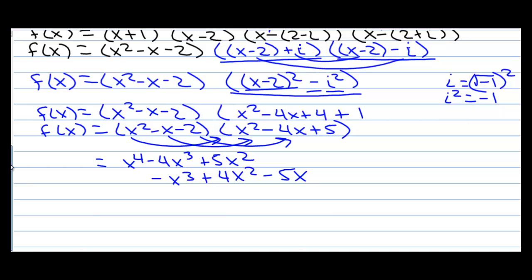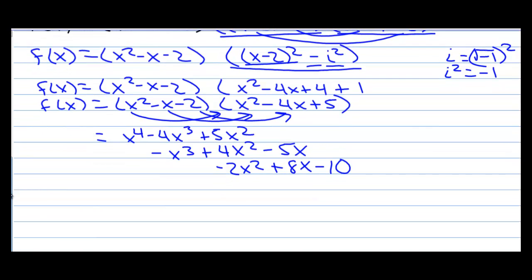And then we have negative 2x squared plus 8x minus 10. Now we collect like terms and we have our answer. Minus 5x to the 3rd, 9 minus 2 is 7, plus 3x minus 10.